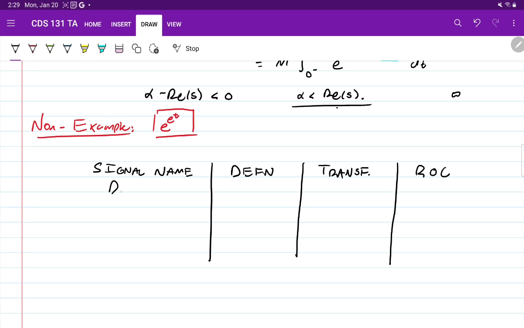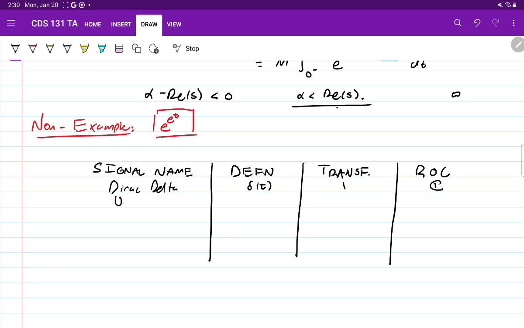One is the Dirac delta, which is, again, not really a signal, as we discussed last time. It's truly a distribution, but we can still define its transform. So this is delta of t. Its transform is just equal to 1, which is super nice, and this holds across all of C.